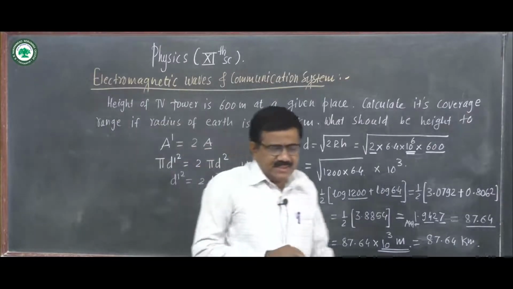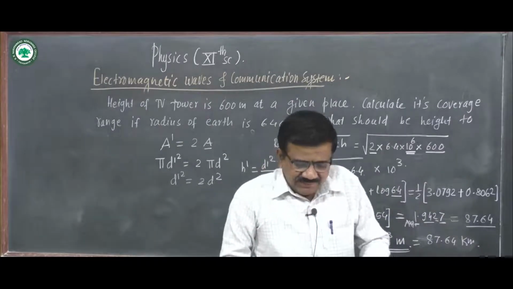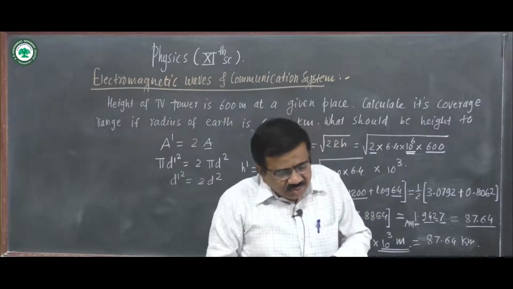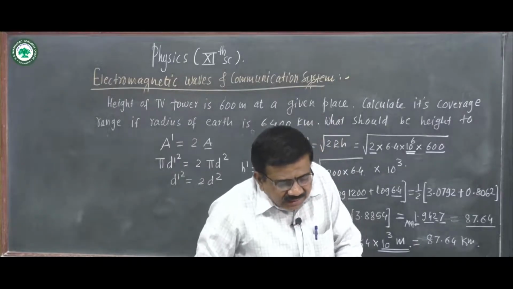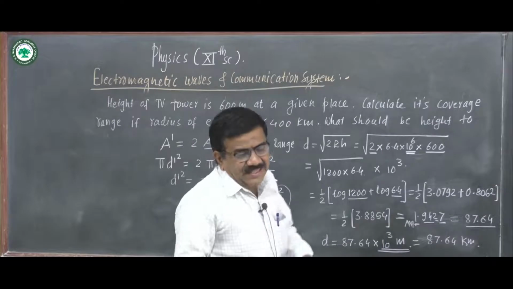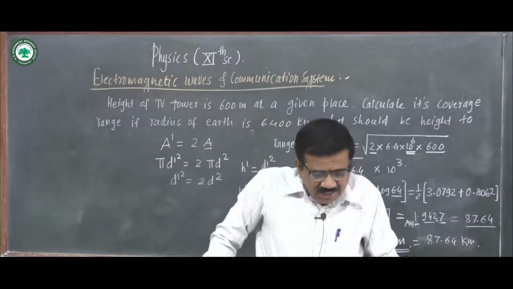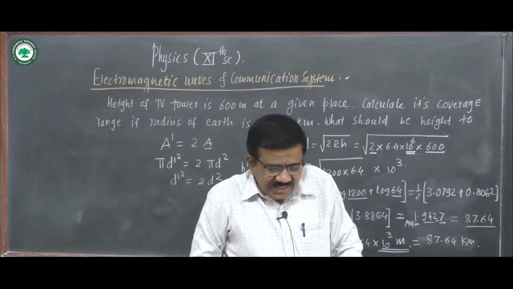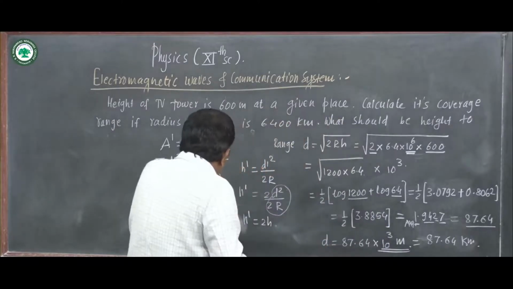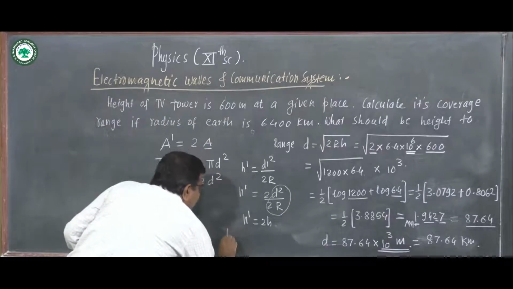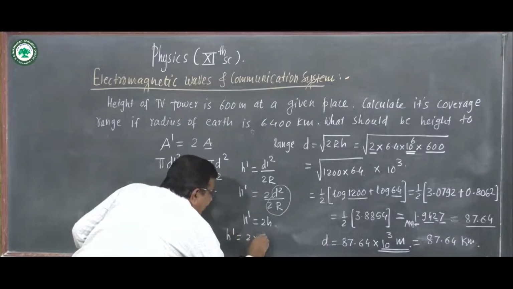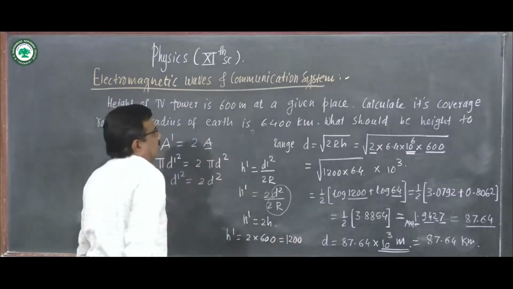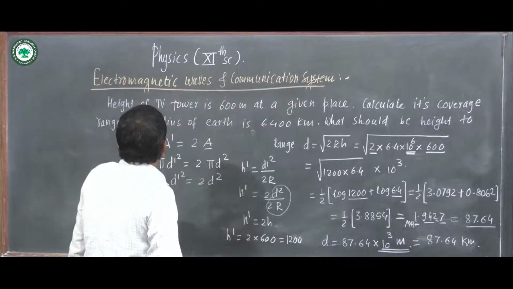H dash is 2h. We have to find d is equal to square root of 2rh, and that square root of 2rh is, we know, it is 87.64 meter. H dash is 2h. What is h? H is 600. So h dash is 2 into 600, that is 1200 meter.